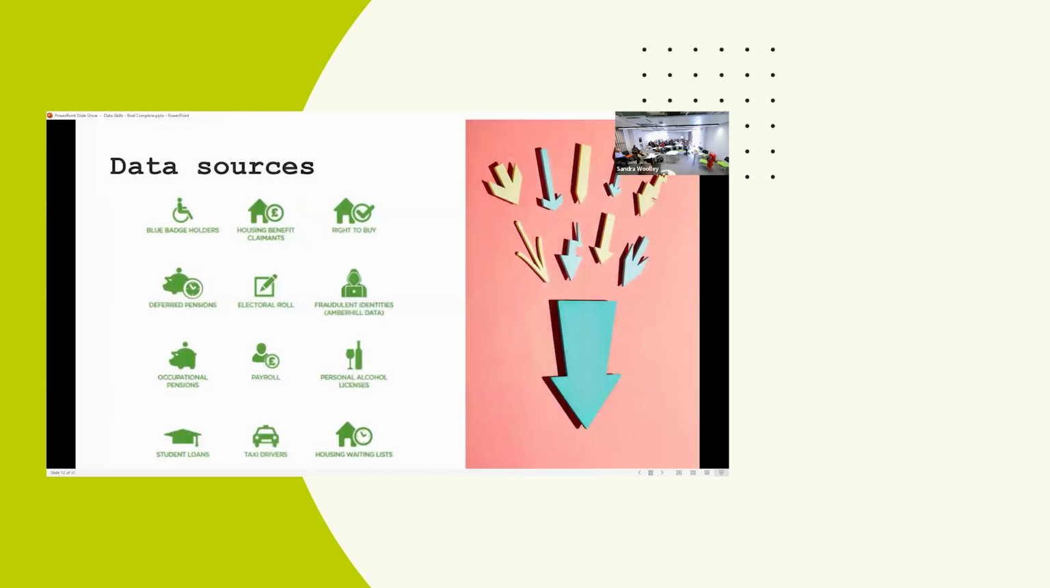So with the NFI again, some of the data sources that we have to work with, and got there, things like blue badge holders, deferred pension schemes, occupational pensions, payroll, personal alcohol licenses, so individuals that have got licenses to sell alcohol, housing waiting lists and so on, student loans, that's on there as well. All that data we take in.